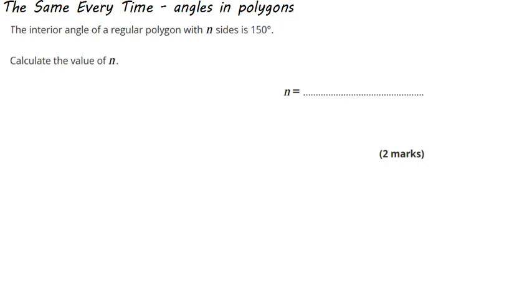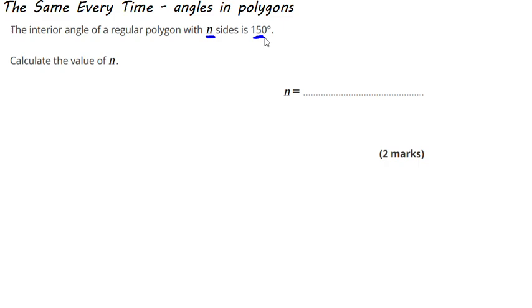Well, there's more than one way to do this, and maybe I can show you more than one way for this one, but perhaps the easiest way of doing this is basically just to guess. Because they say the interior angle of a regular polygon with n sides is 150. So n is the number of sides and 150 is the size of one angle. So we are calculating the number of sides. And we know that n has to be a positive whole number. So we can just guess the answer.